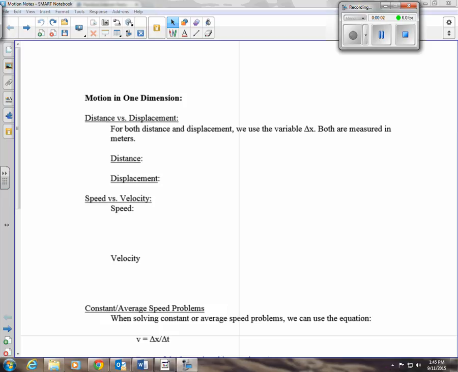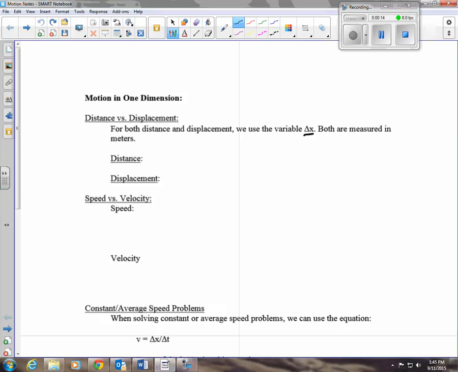Okay, we're going to start talking some more about motion, and we're going to start with a little review of what we just finished up. First thing we're going to talk about is distance and displacement. For both distance and displacement, we're going to use delta x, okay? And they're both going to be measured in meters.